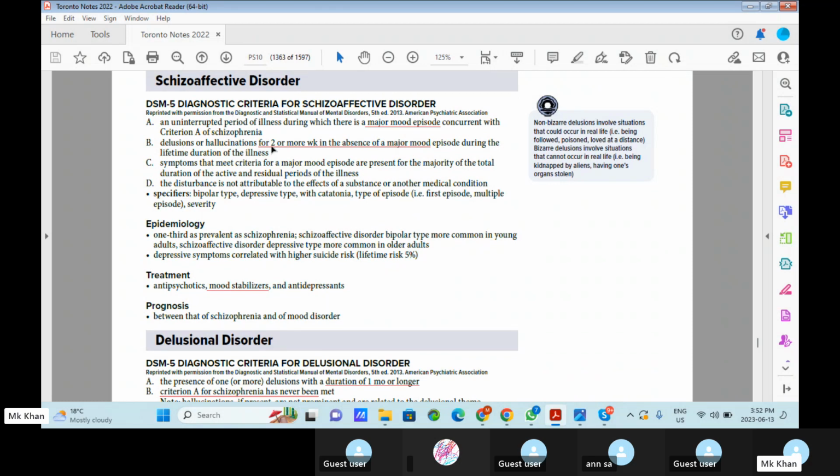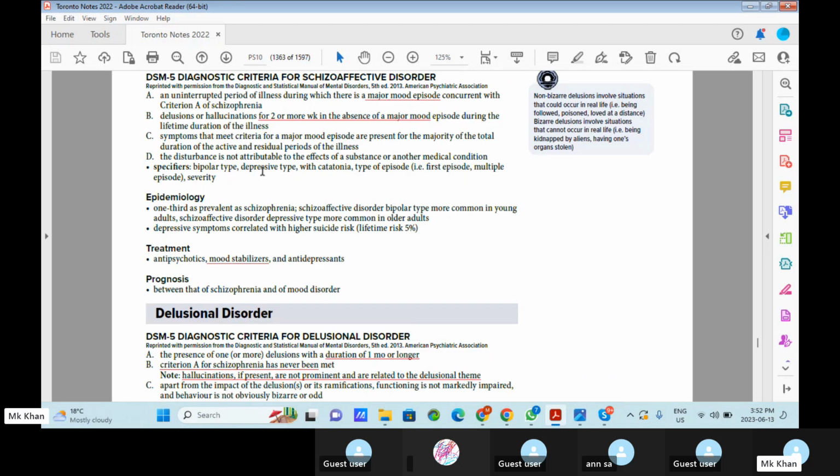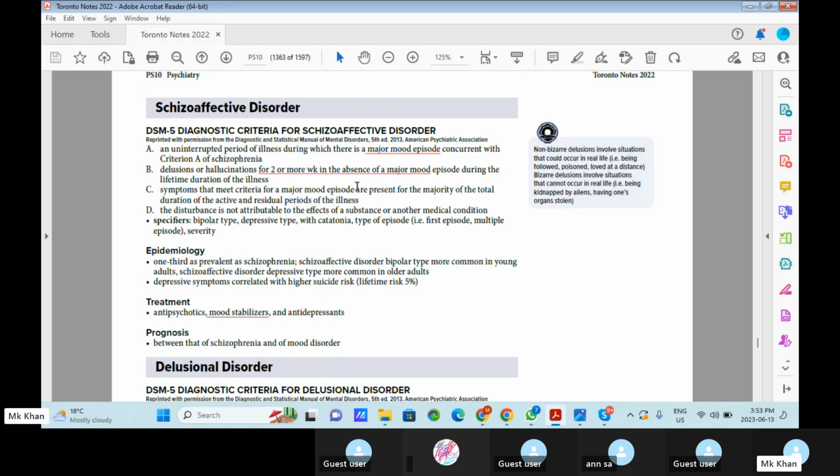And then delusions or hallucinations for 2 or more weeks in the absence of a major mood episode. So that we have seen before, this is one of the criteria: for 2 or more weeks there should be no mood symptoms, but there should be delusions or hallucinations, the psychotic symptoms. And symptoms that meet criteria for a major mood episode are present for the majority of the total duration of active and residual periods of the illness. And this is the same, not attributed to any medical condition, not due to any substance. So that has to be ruled out.